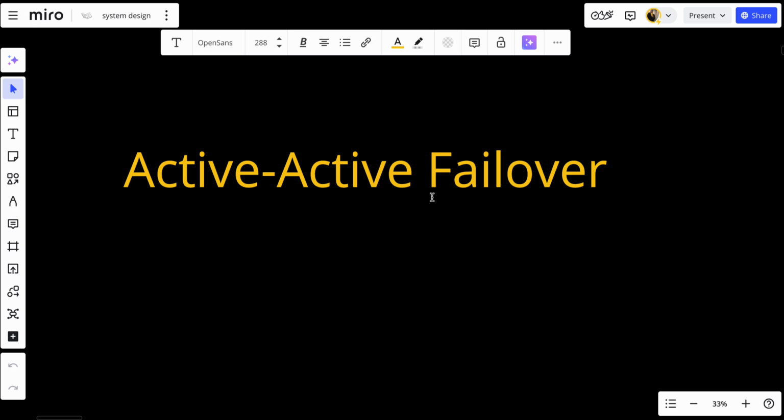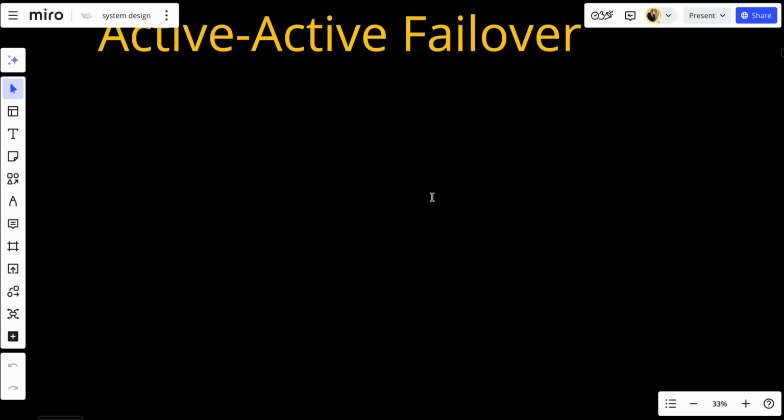So, the second type is active active failover. Active active failover involves multiple active components that are all serving requests at the same time. If one of them fails, the other one takes over its workload. A good example of active active failover is a load balanced system with multiple servers. All servers are actively processing requests, and if one fails, the others seamlessly pick up the slack without any downtime.